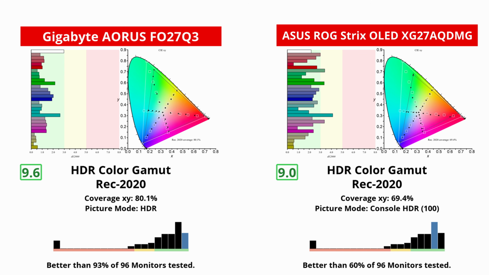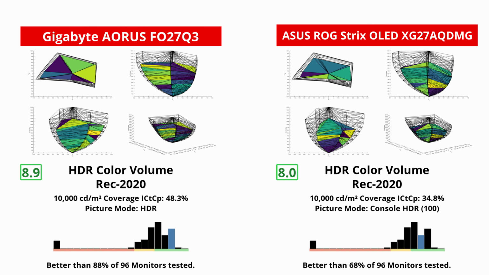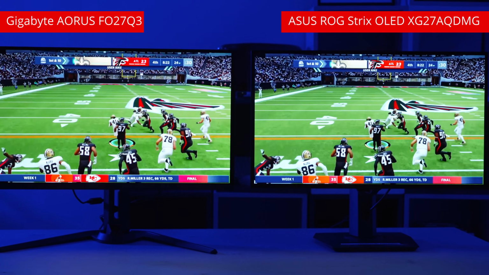But you know, the biggest advantage for the Gigabyte has to do with the color volume. Bright colors are a lot more vivid, so images look more realistic. You could really notice this in content with bright colors, like atmospheric or sports games.